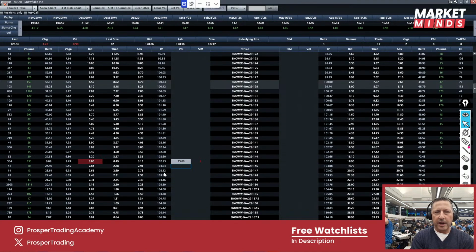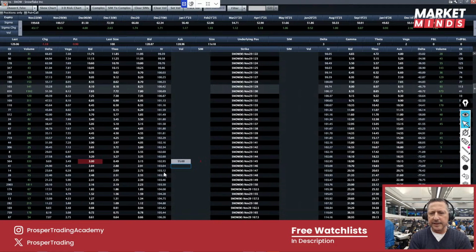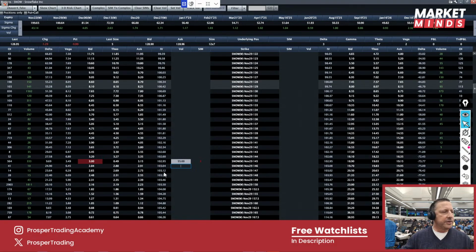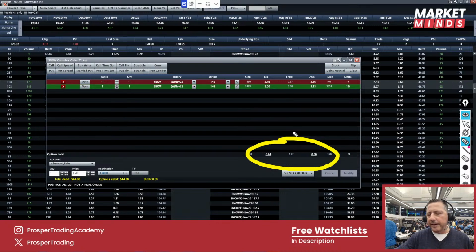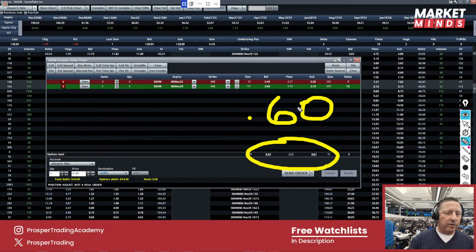Based on what we said there, does that seem fair? Okay, so if we do that, that calendar call spread is going to cost us probably right around 60 cents. The market on that spread right now is 44 bid, 66 offer. Let's say we pay 60 cents for that. Maybe we get it for 57 or 58 cents, somewhere in there. But let's say 60 cents.